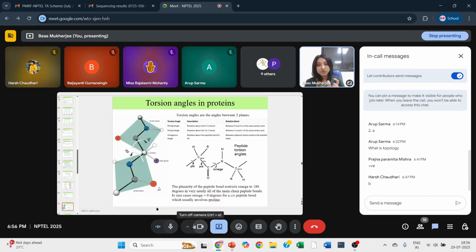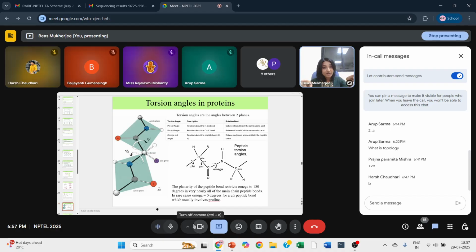If the rotation is between the N and C alpha bond of the same amino acid, then it is called phi. If the angle of rotation is between the C alpha and C of the same amino acid, then this is called psi. And there is omega. Omega is rotation around the peptide bond. Now this is relatively less. This is between adjacent amino acids. The peptide bond connects two amino acids, so that is why it is between adjacent amino acids. Okay. So the planarity of this peptide bond comes from the partial double bond character.